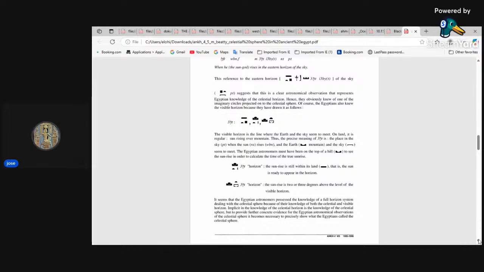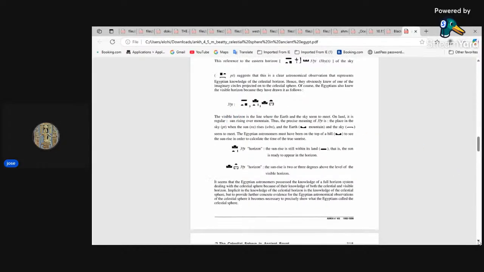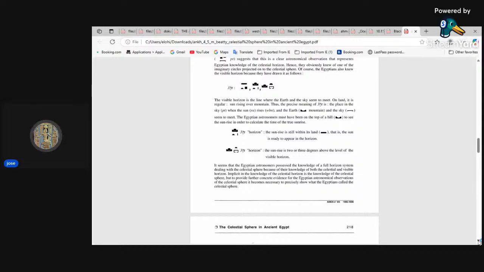Of course, the Egyptians also knew the visible horizon because they had drawn it as follows. Aket. This is one way to do it, another way to do it, and another way to do it. The visible horizon is the line where the earth and the sky seem to meet. On land, it is regular, with the sun rising over mountains. Thus, the precise meaning of Aket is the place in the sky, Pet, where the sun rises, Waben, and the earth, see the mountain here, and the sky seem to meet.